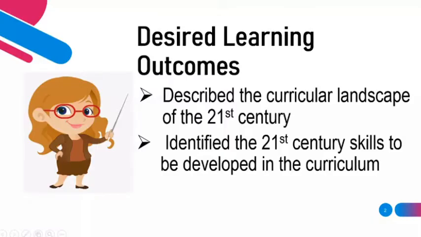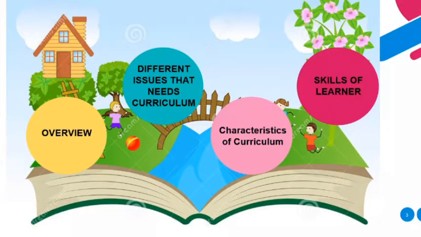Our desired learning outcomes are to describe the curricular landscape of the 21st century and identify the 21st century skills to be developed in the curriculum. We have here the overview, the different issues that need curriculum, characteristics of curriculum, and skills of learners.